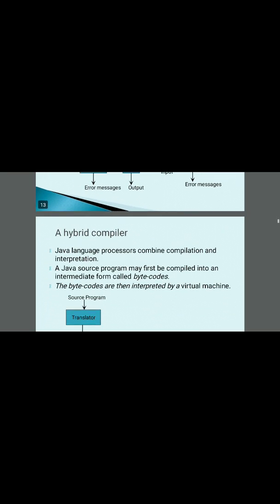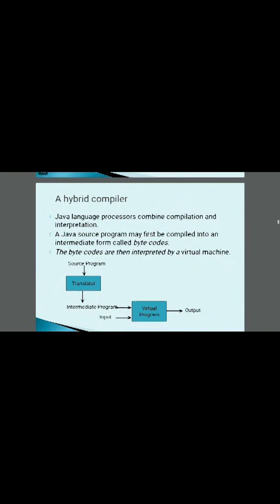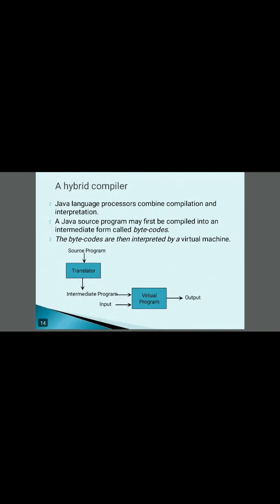Okay, now just see here, there is another key programming language that we call Java. See, Java is a hybrid compiler. What do you mean by the hybrid compiler? It means in some cases the compilation and interpretation work together. What the Java language processor does is combine both compilation and interpretation.